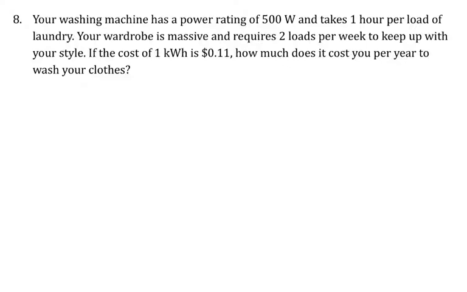So, what I do is now I go back through the question and I look at all the little pieces of information that the question gave me. Take a look. Power rating of 500 watts. What else? There's 1 hour per load. The word per tells us, hey, that's a rate, right? We should have that in fraction form, 1 hour over load. We know that there's 2 loads per week, and there's a cost of 1 kilowatt hour is 11 cents. And then the thing that we don't know is the cost per year.